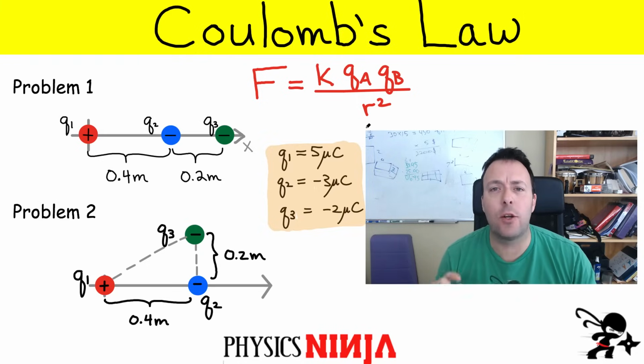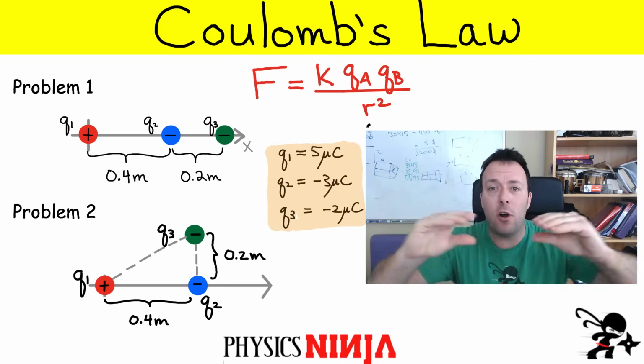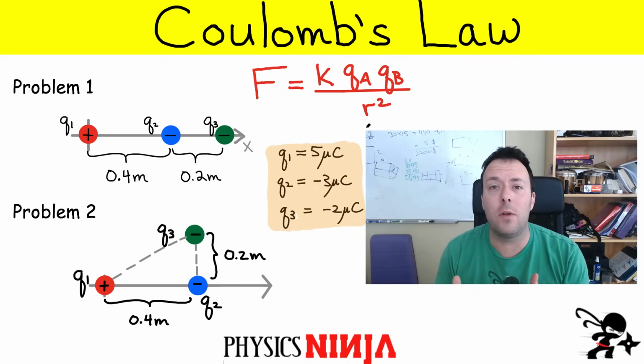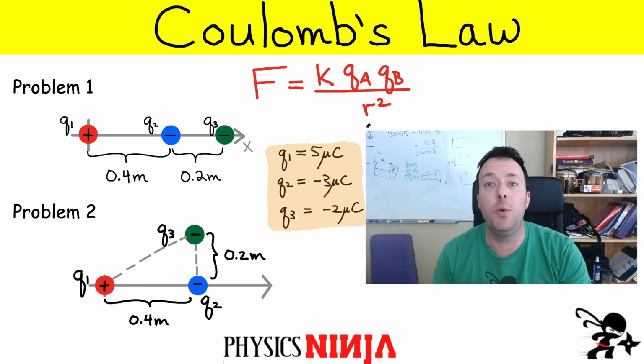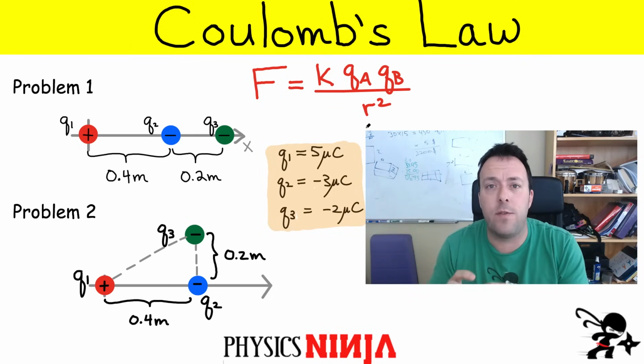Today we're going to apply Coulomb's law in order to look at two problems. The first problem is I have 3-point charges and they're all on the x-axis. My goal here is to find the force on the charge labeled Q3. Q1 is a positive charge, Q2 is a negative charge, and Q3 is also a negative charge. So how would you find the net force acting on Q3 using Coulomb's law?